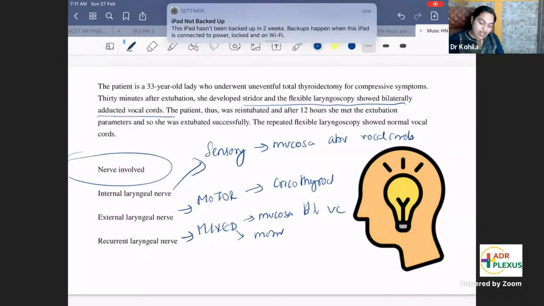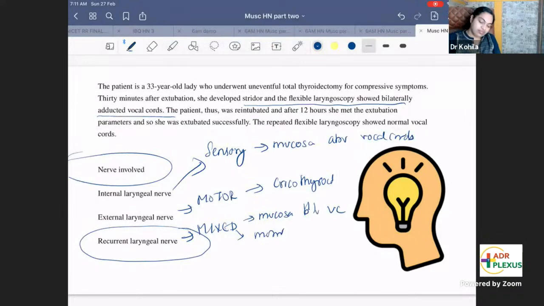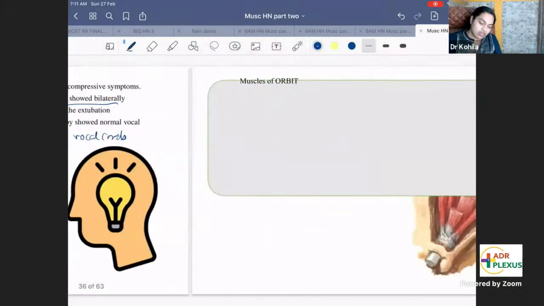So in this case, what is happening? There is injury to the recurrent laryngeal nerve. Obstruction because of the injury to recurrent laryngeal nerve. With the external laryngeal nerve, there is inability to tense the vocal cords.